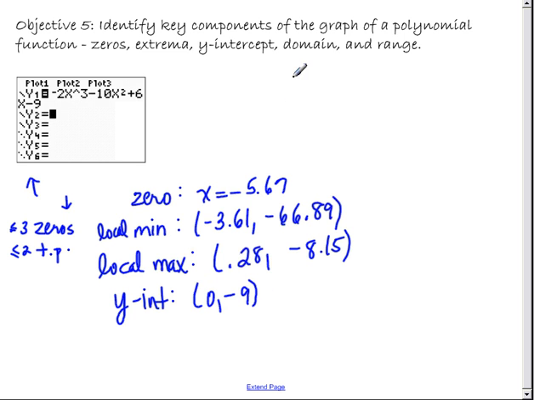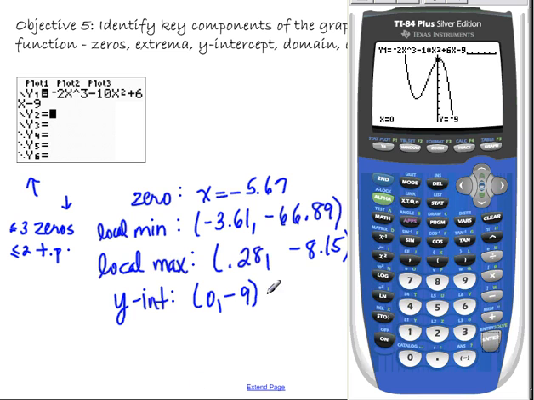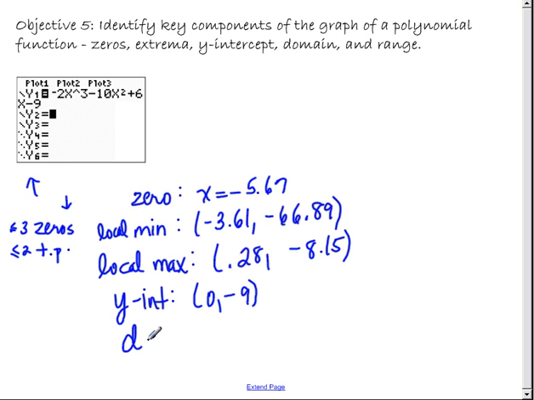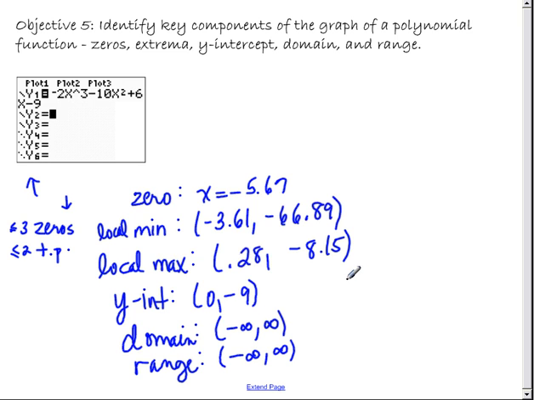And then what about our domain and range? Well, for an odd degree function, or any polynomial function, the domain is always all reals, so that's no question. The range, though, because of the end behavior, is also all reals. So the domain and range are all reals, or we can write -infinity to infinity. And that will always be true for an odd degree polynomial function. It's only the even degree that you have to worry about the range, because that's not all reals.